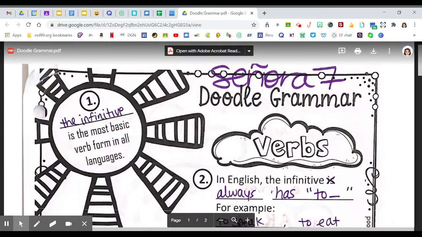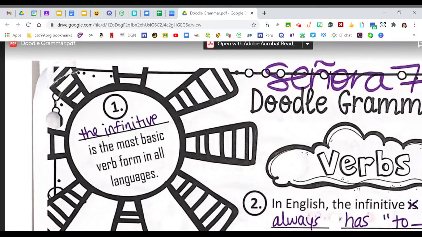We will start, of course, with número uno, number one. Over in the corner here in the sun, el sol, the infinitive, infinitivo in Spanish. Infinitive is the most basic form of a verb in all languages. Infinitives, we have plenty of them on our vocabulary list. All of those verbs, all of those actions are infinitives, the way that you see them on the vocabulary list and the way that you've been using them.